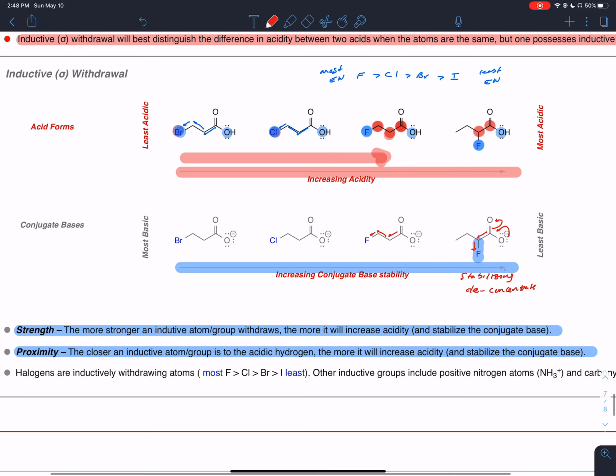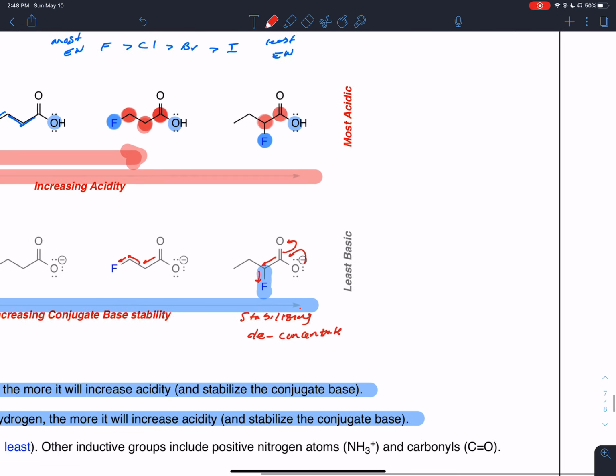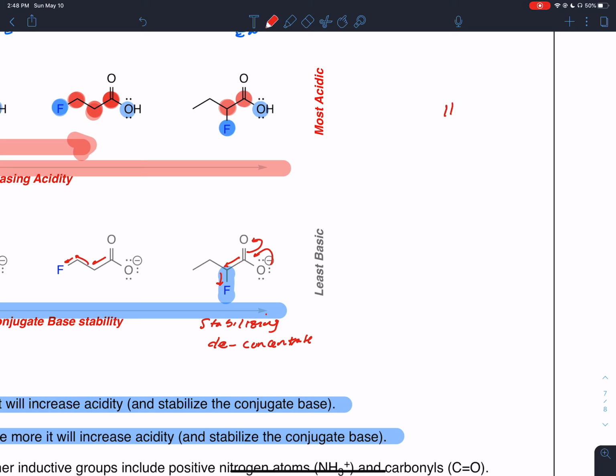So again, strength and proximity are both factors when it comes to looking at inductive atoms. There's a typo by Ryan, inductive atoms, okay? And we think about the strength, the proximity, always when we're looking at inductive groups. I want to give you one other example of an inductive example.